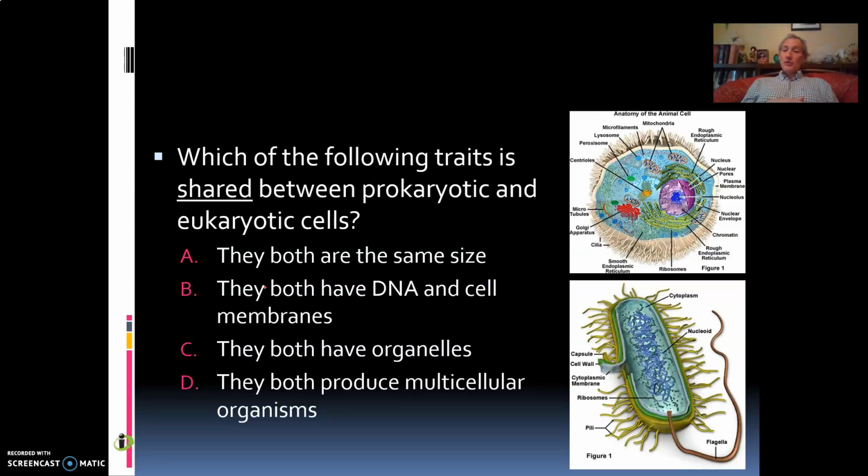Okay, so let's do a review, and then we'll call this module done. Which of the following traits is shared between prokaryotic and eukaryotic? When we talked about Bloom's taxonomy, a higher level is called analysis, where we're comparing and contrasting. It's a good question for that kind of higher level thinking. So all of these are differences. Which of these is not a difference? Which is shared between a prokaryotic cell and a eukaryotic cell? Pause it and think about it.